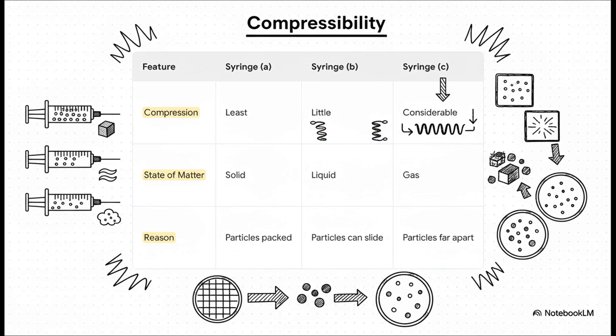Look at syringe C, where the piston moves super easily. That one has to be the gas, right? Because its particles are super far apart, with tons of empty space you can easily squeeze. And syringe A, where the piston barely budged, that's our solid. Those particles are jammed in there, tight as can be. That leaves syringe B, with just a little bit of movement, as our liquid. So what's the big takeaway here? It's the space between the particles that dictates how much you can compress something.